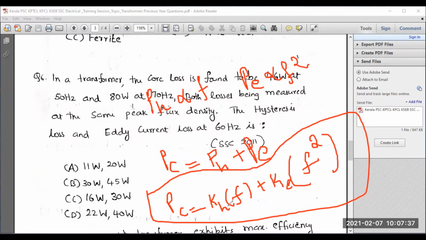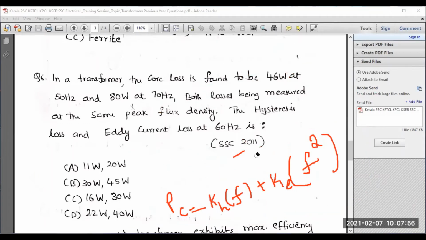Once you calculate the value of KH and KE, you can multiply KH and F, and you will be getting hysteresis loss. If you multiply KE and F square, you will be getting eddy current loss. That is our ultimate goal. So which one is the hysteresis and eddy current loss? We have to identify from the options. That is your target. Hope you are getting my information.